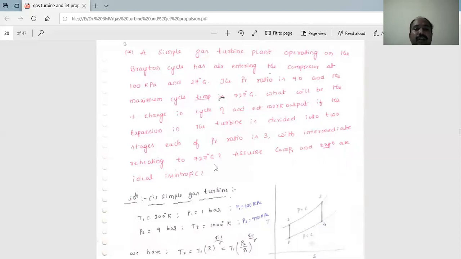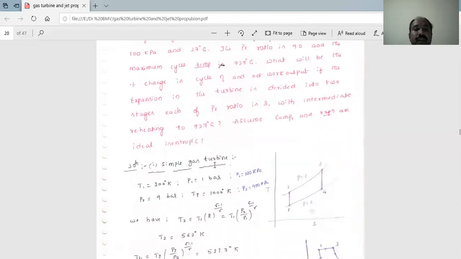Okay, in this problem we have to solve based on the data. We have to solve the problem on simple gas turbine efficiency. Then based on this one we have to find out the efficiency of the reheating gas turbine.